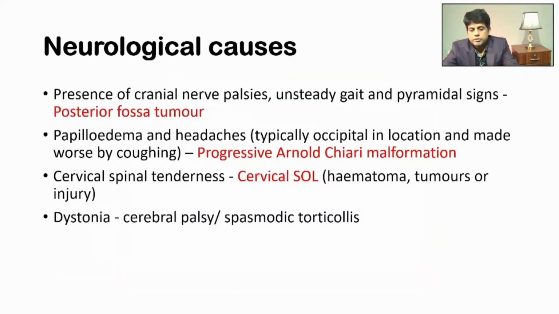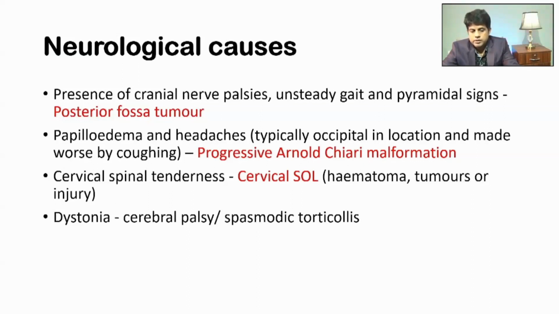Let's then look at the neurological causes of acutely twisted neck, or acute or chronic torticollis. Most of these neurological causes are serious. Therefore, it is very important to diagnose them in a timely manner. Examples include posterior cranial fossa tumor, Arnold-Chiari malformation, space-occupying lesions within the cervical cord, and sometimes chronic neurological disorders like cerebral palsy and spasmodic torticollis.